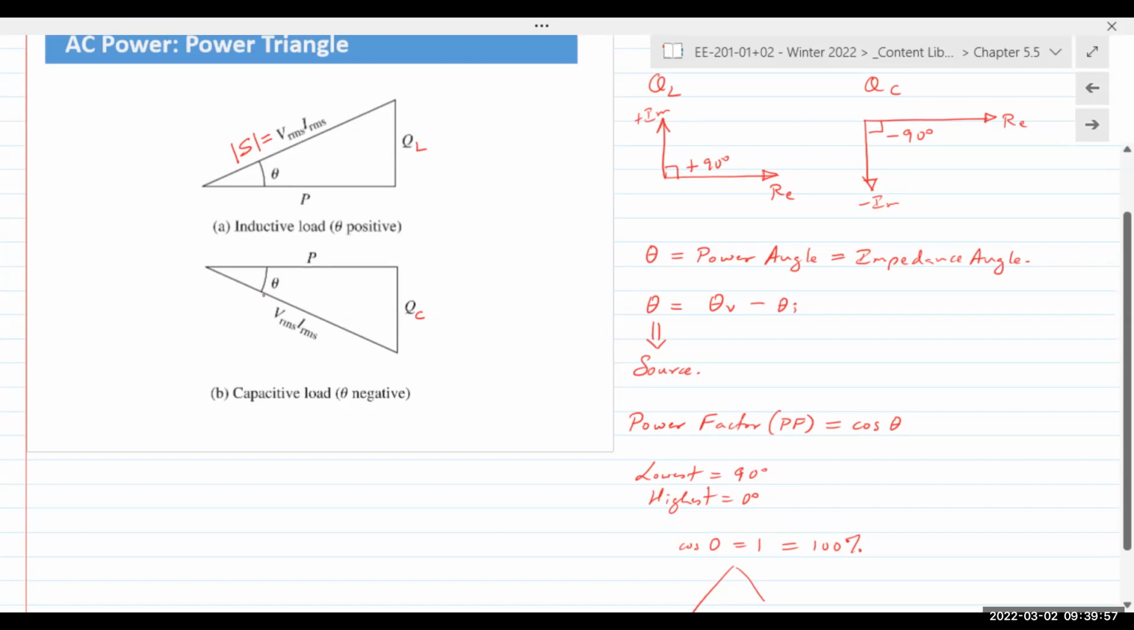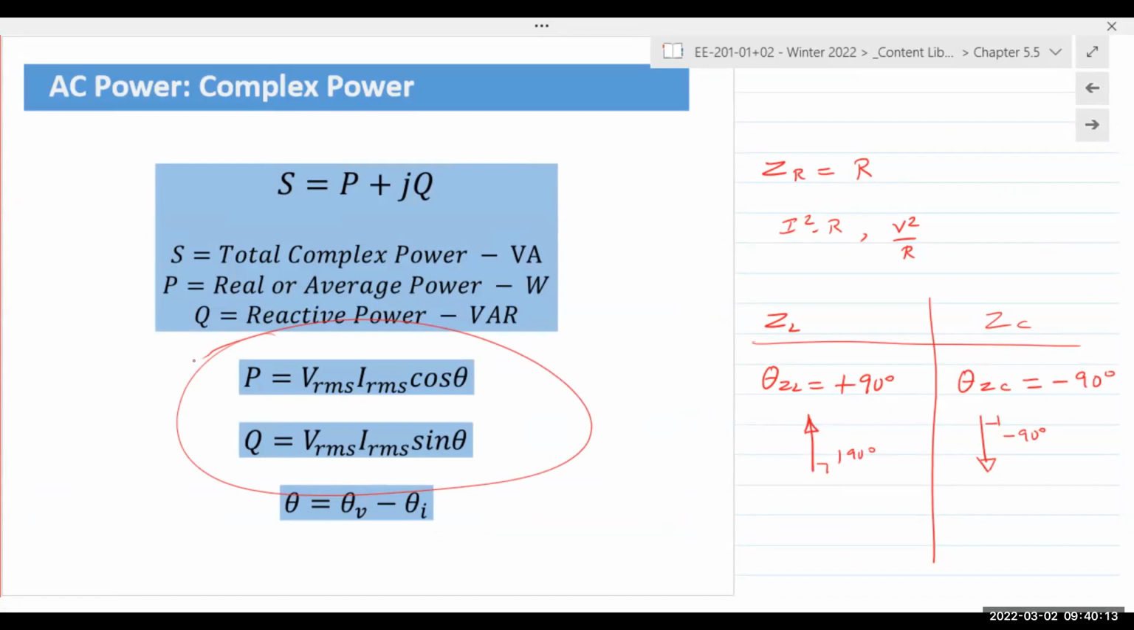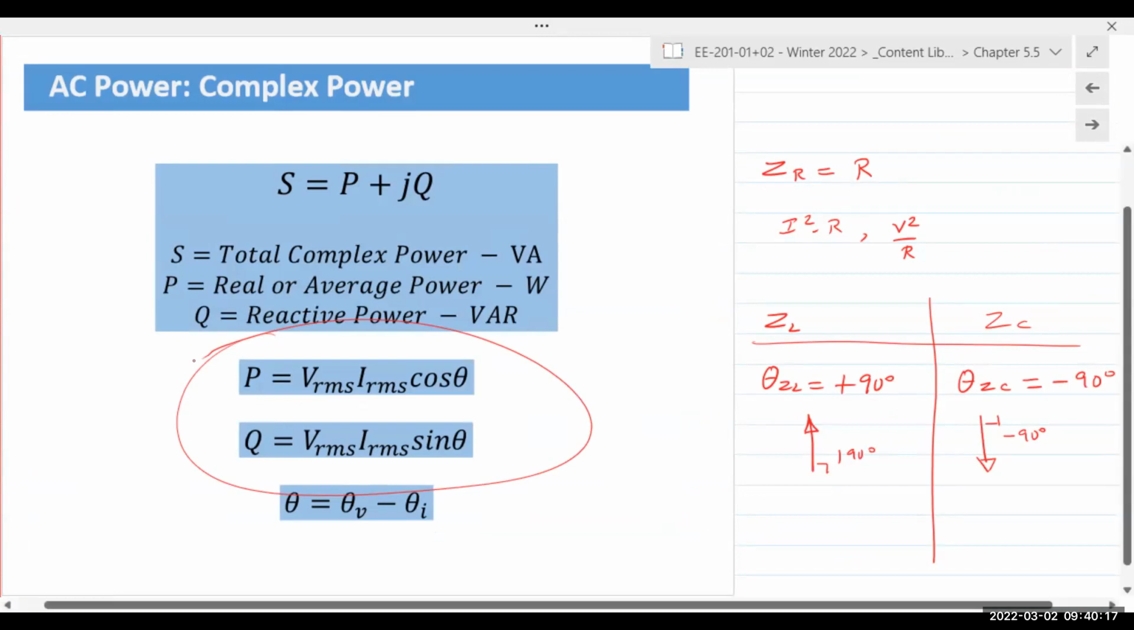Right? We have the magnitude of S on the third side, VRMS times IRMS. And so we can write equations for P and Q using that power triangle. P would be VI times cos theta. Q is VI times sin theta, where V and I are both the RMS values of the voltage and the current. Okay. Theta, of course, is the power angle.